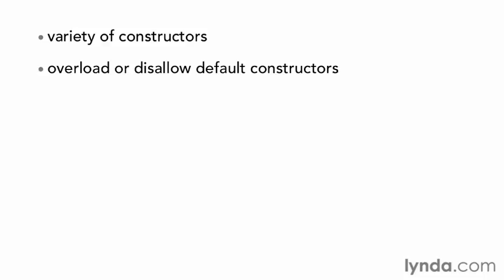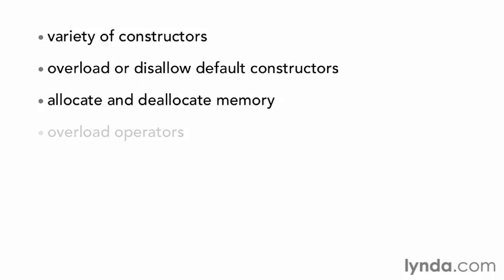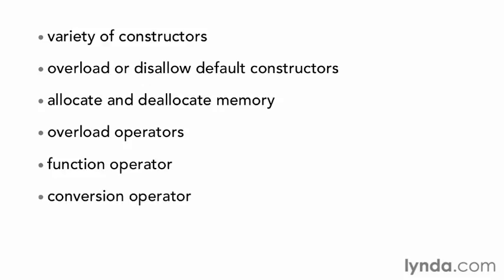Using C++ classes, you may create constructors for a variety of different types and numbers of parameters. You can even disallow the default constructor if that makes sense for your class. You can allocate and deallocate memory appropriately so that your objects run smoothly. Overload operators so that your objects can use those operators intelligently. Overload the function operator so that your objects can operate like a function itself. Or you can create conversion operators so that your objects behave as you expect them to in different contexts.